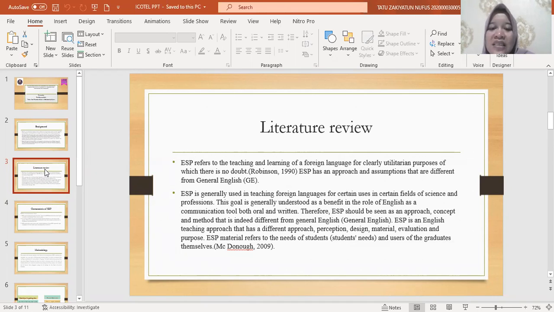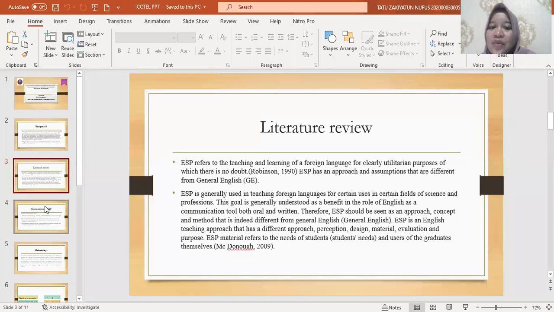And this goal is generally understood as a benefit in the role of English as a communication tool, both oral and written. Therefore, ESP should be seen as an approach, concept, and method that is indeed different from general English. ESP is an English teaching approach that has a different perception, design, material, evaluation, and purpose. And ESP material refers to the needs of students and the users, the graduates themselves.